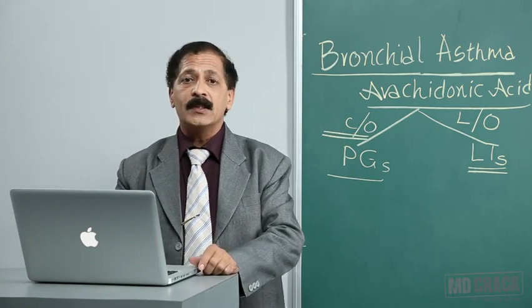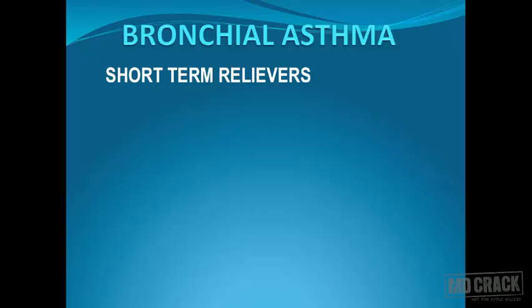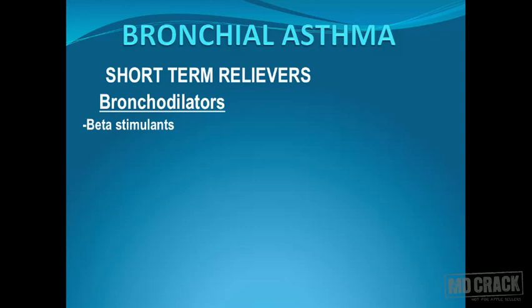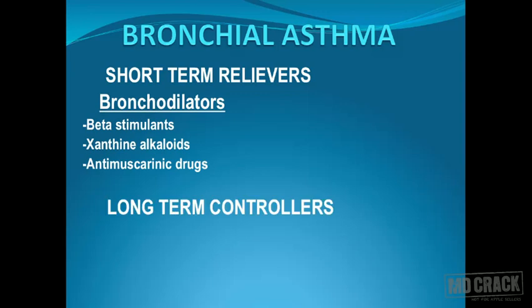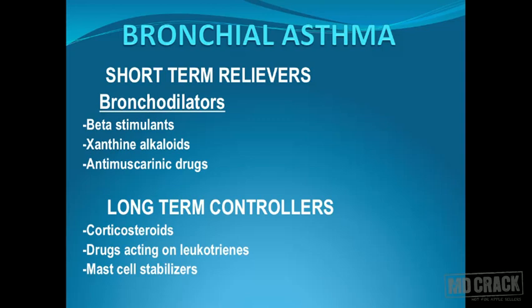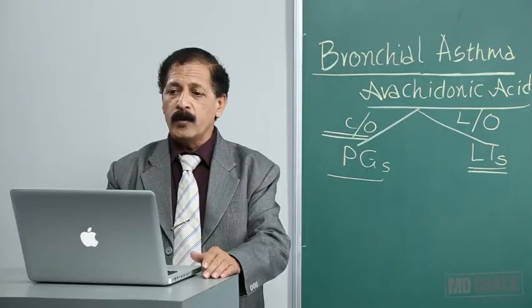Okay, let's go on to discuss the drugs used for bronchial asthma. We divide them into short-term relievers. Look at your slide. The short-term relievers include bronchodilators, and the bronchodilators are beta stimulants, xanthine alkaloids, and anti-muscarinic drugs. There is another group of drugs used for bronchial asthma, the long-term controllers. The long-term controllers include corticosteroids, the drugs acting on leukotrienes, and the mast cell stabilizers. So this is the mainstay of classification of the drugs used for bronchial asthma.